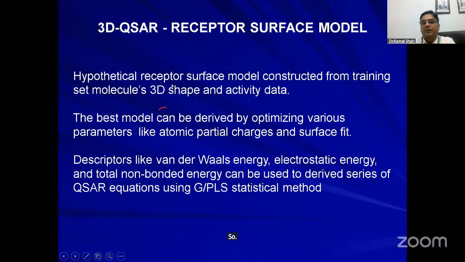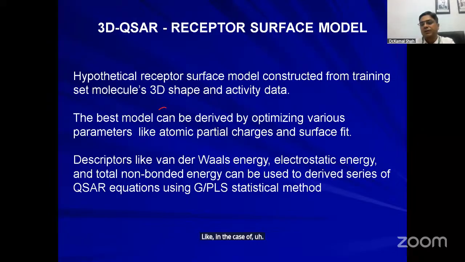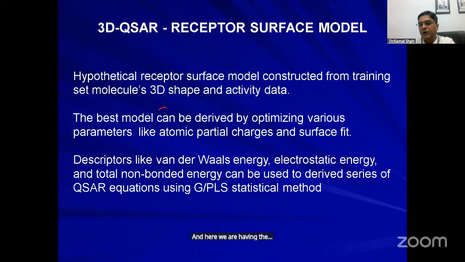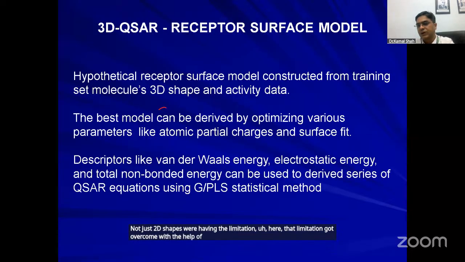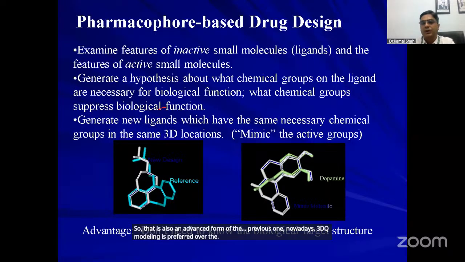So in the case of 3D QSAR, this is also an advanced form of 2D QSAR. Here we are going to have the equation, and in case of descriptors, we are having van der Waals energy, electrostatic energy. Here the descriptor is somewhat different than that of 2D QSAR, and here we are having the 3D model set, because the 2D shapes had limitations. That limitation got overcome with the help of 3D QSAR. So that is also an advanced form of the previous one. Nowadays 3D QSAR modeling is preferred over 2D QSAR.